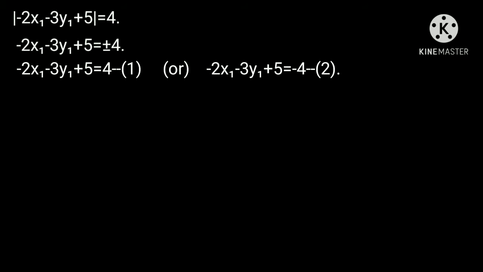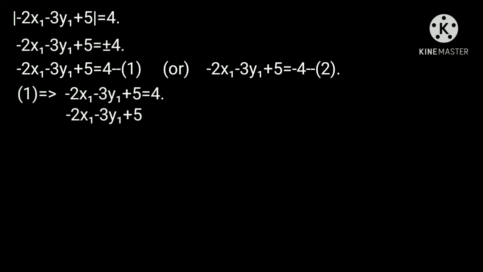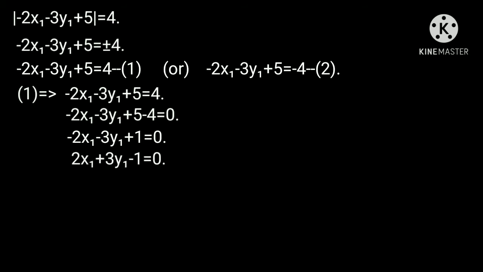First, we solve equation number 1. That is, -2x1 - 3y1 + 5 = 4. Here we take 4 to the left side, then we have -2x1 - 3y1 + 5 - 4 = 0. After simplification, -2x1 - 3y1 + 1 = 0. Taking minus as common, the equation becomes 2x1 + 3y1 - 1 = 0. This is our equation number 1 solution.